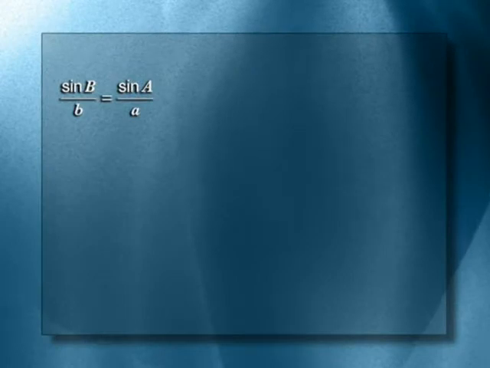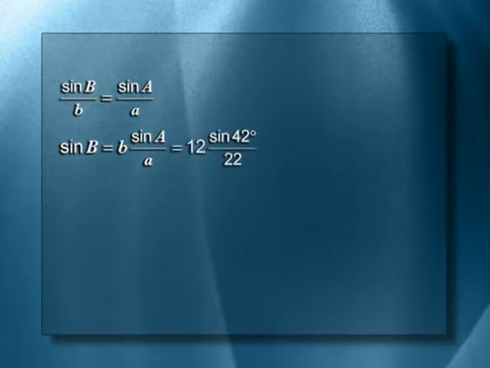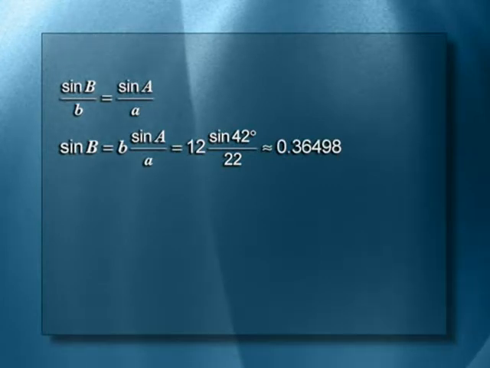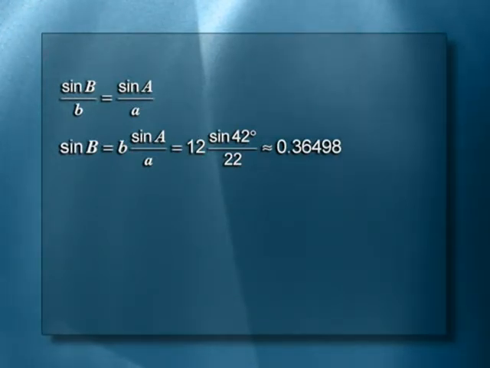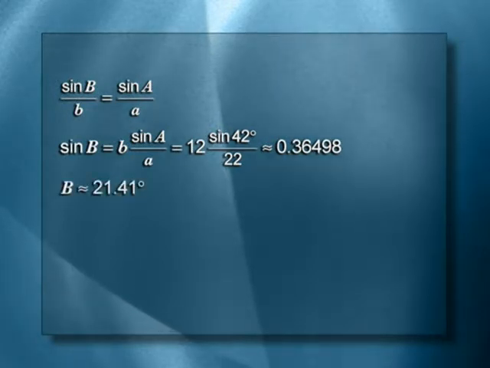We use the law of sines. Sine B over b equals sine A over a. So sine B equals b times sine A divided by a. Plug in the characters. 12 sine 42 over 22 equals approximately 0.36498. I did that on my calculator, of course. All right, so here's one of the interesting points. We know what sine B is. What's B? Well, we have to use the inverse sine key on our calculator. Knowing the sine, can we find the angle itself? And it turns out to be about 21.41 degrees.